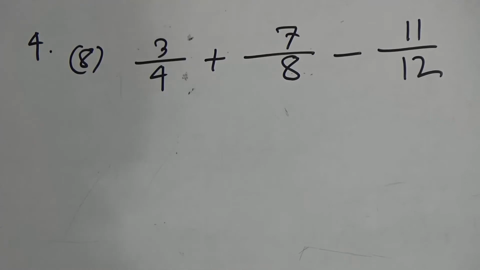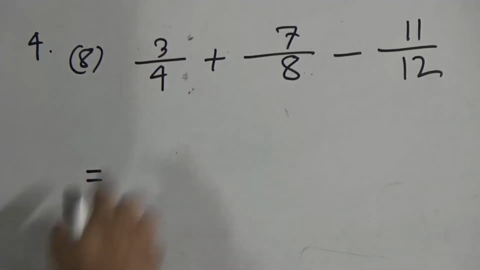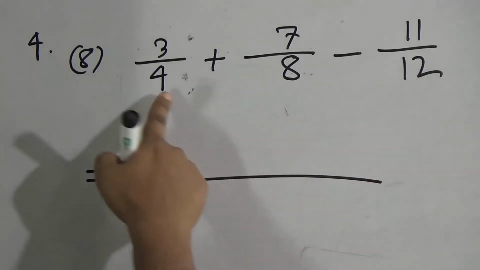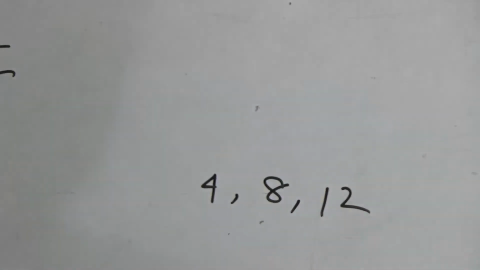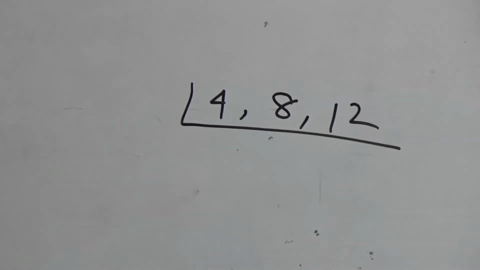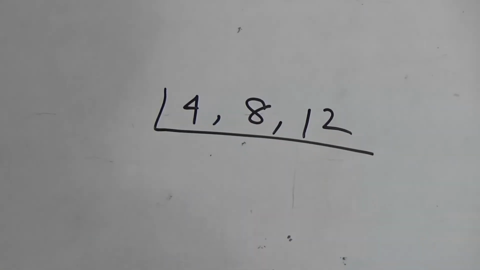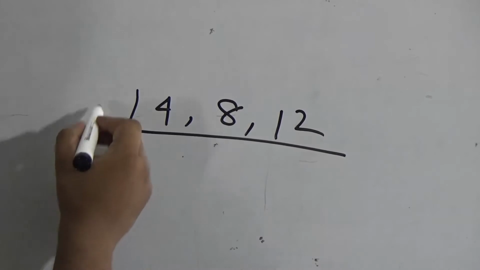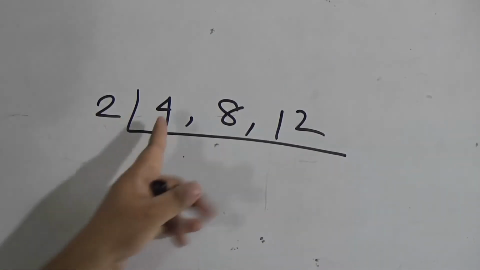At first we find out the LCM of the denominators. After that we divide that LCM by the denominator of each fraction, and then that result is multiplied by the numerator. Here denominators are 4, 8 and 12. First of all we find the LCM. We notice which number divides these 3 numbers. We take 2, which is the prime number that divides these 3 numbers.